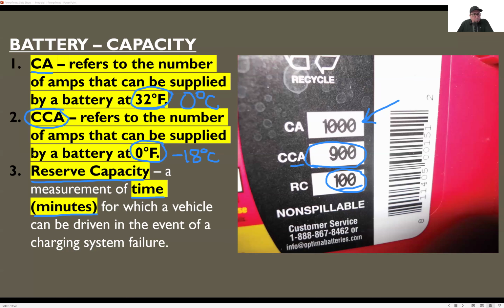Not all batteries are going to list all three of them. They are going to list the CCA, but they may not list the CA or RC. Okay. So if you go look on your battery, you'll have the CCA, but you may not have the other two. You may just have one or none.